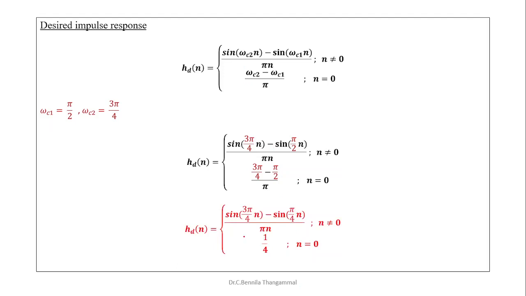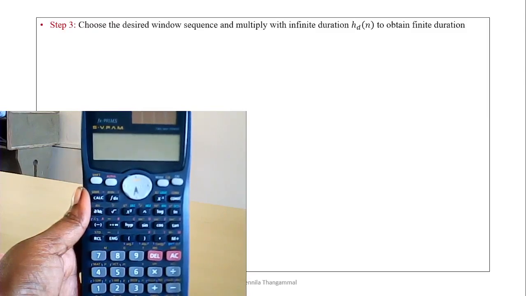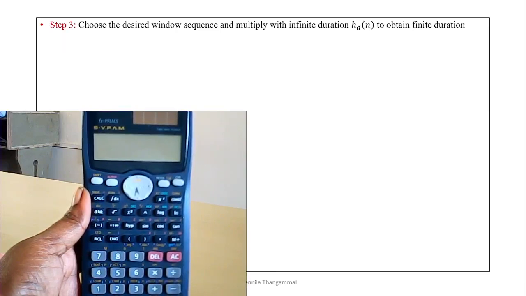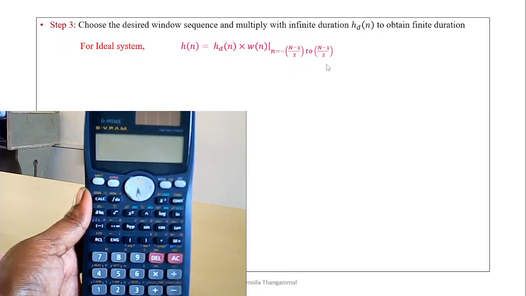Now step 3. Choose the desired window sequence and multiply it with the infinite duration hd of n to obtain the finite duration. So for an ideal system, h of n is equal to hd of n into w of n. The range is n equal to minus of (N minus 1) by 2 to plus (N minus 1) by 2. Here N is equal to 11, so minus 5 to plus 5.